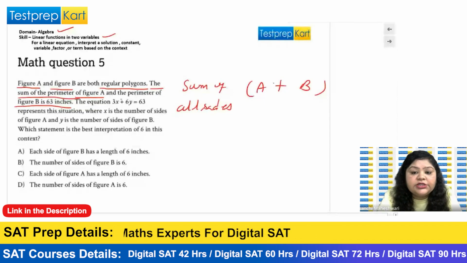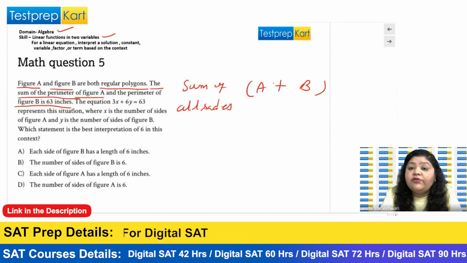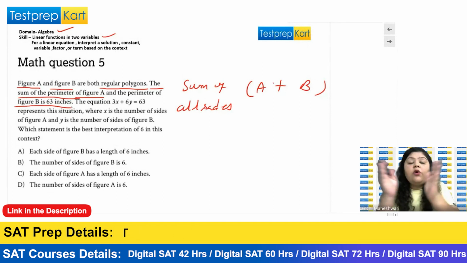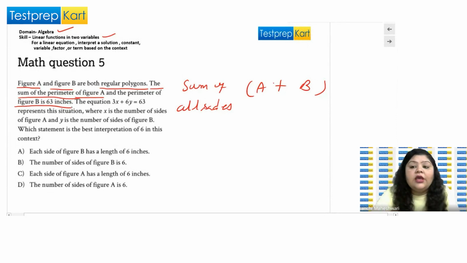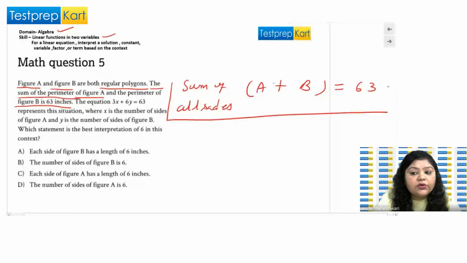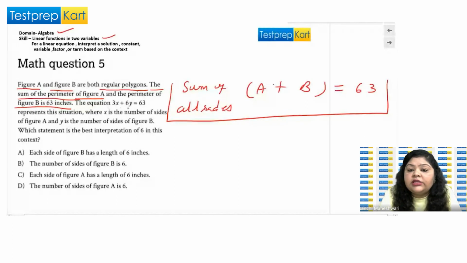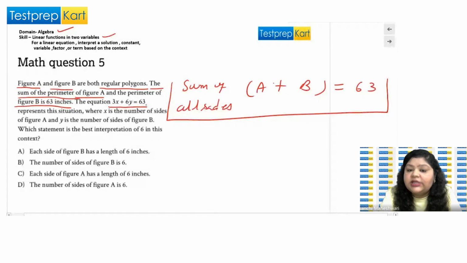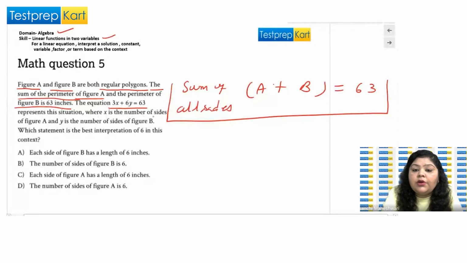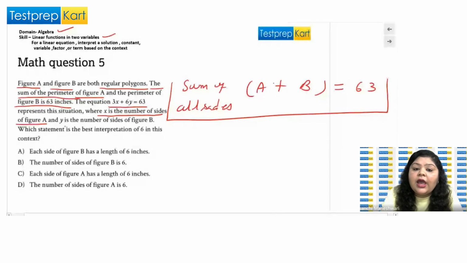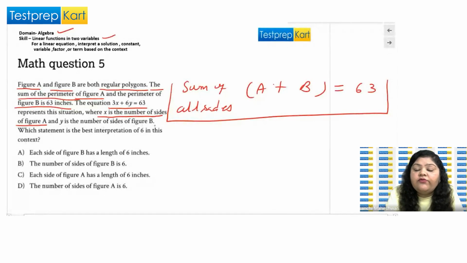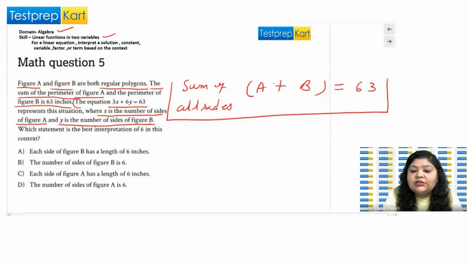Why so? Because it is saying the perimeter of figure A and figure B. The sum of all the sides of A and B is equal to 63 inches. This is the data given to us. Now the equation 3x plus 6y equals 63 represents this situation, where x is the number of sides of figure A and y is the number of sides of figure B. We'll read the statement till here.